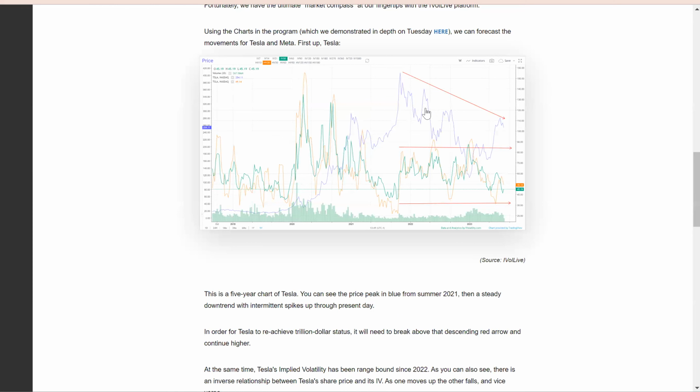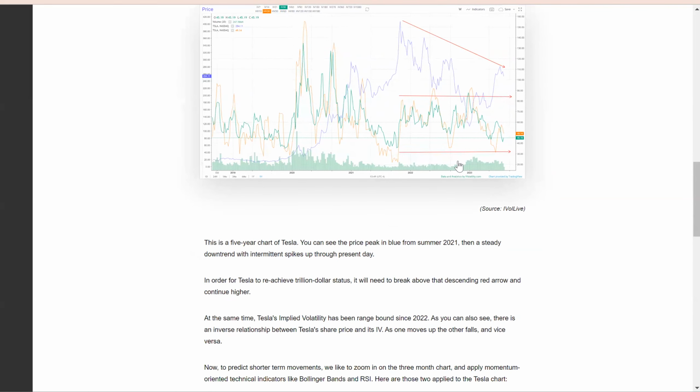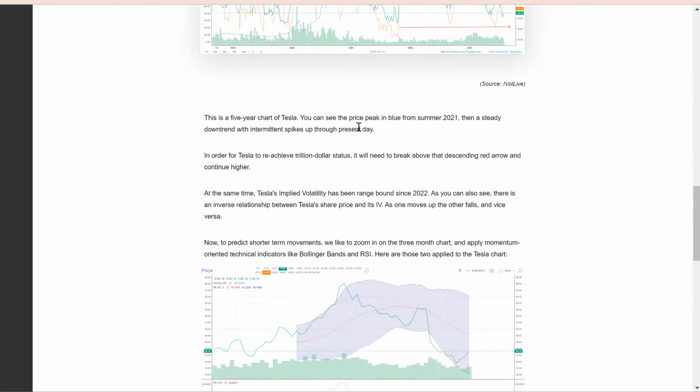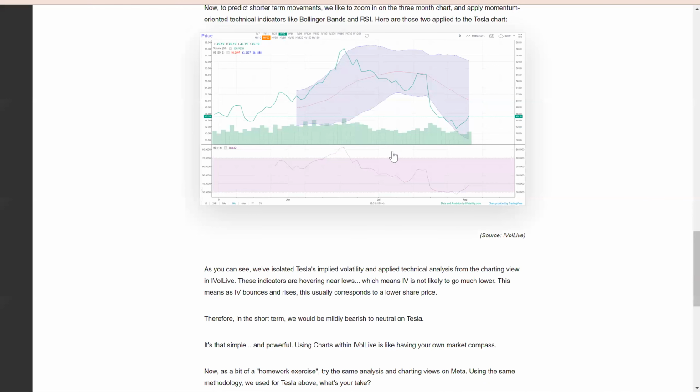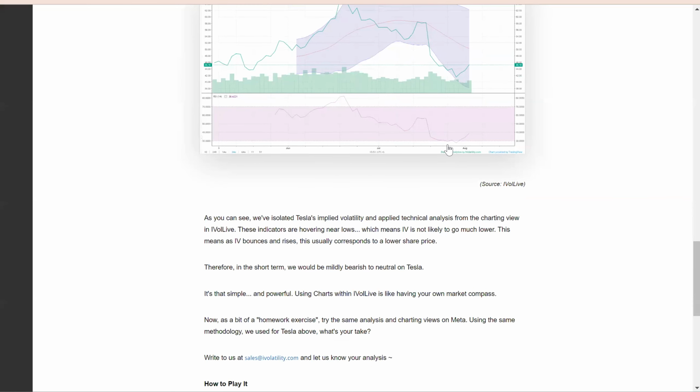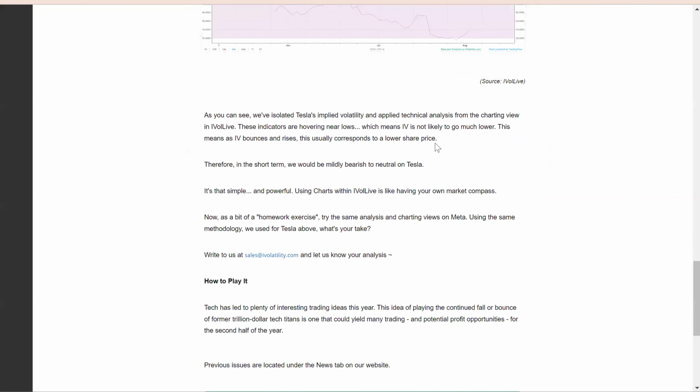On our charts within IVolLive, what's great is we have price in blue, as well as implied volatility in green and historical volatility in orange. I'll show that in a moment, but you get a lot with a little within IVolLive. And then of course, volume down here at the bottom. And then continuing on, we also showed how to apply Bollinger Bands to a chart, as well as the RSI to a chart. So that's another cool tool that we'll show today.